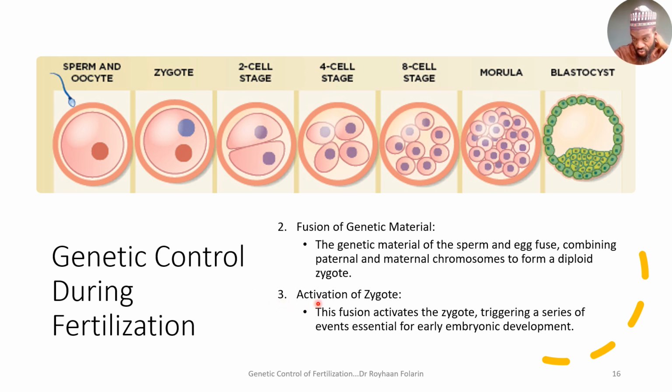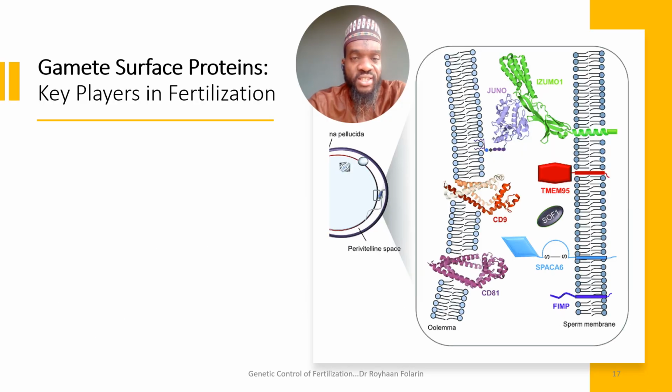And then this should be number 4: activation of the zygote, which triggers a series of events that are essential for early embryonic development. Once a zygote is formed and starts to divide, you have the 2-cell stage, the 4-cell stage, the 8-cell stage, and the 16-cell stage, up to 32, at which point you can refer to it as a morula. Then you have space developing within the morula. This part will be known as the blastocoele, this is the inner cell mass, and the entire thing is a blastocyst. The development continues like that.